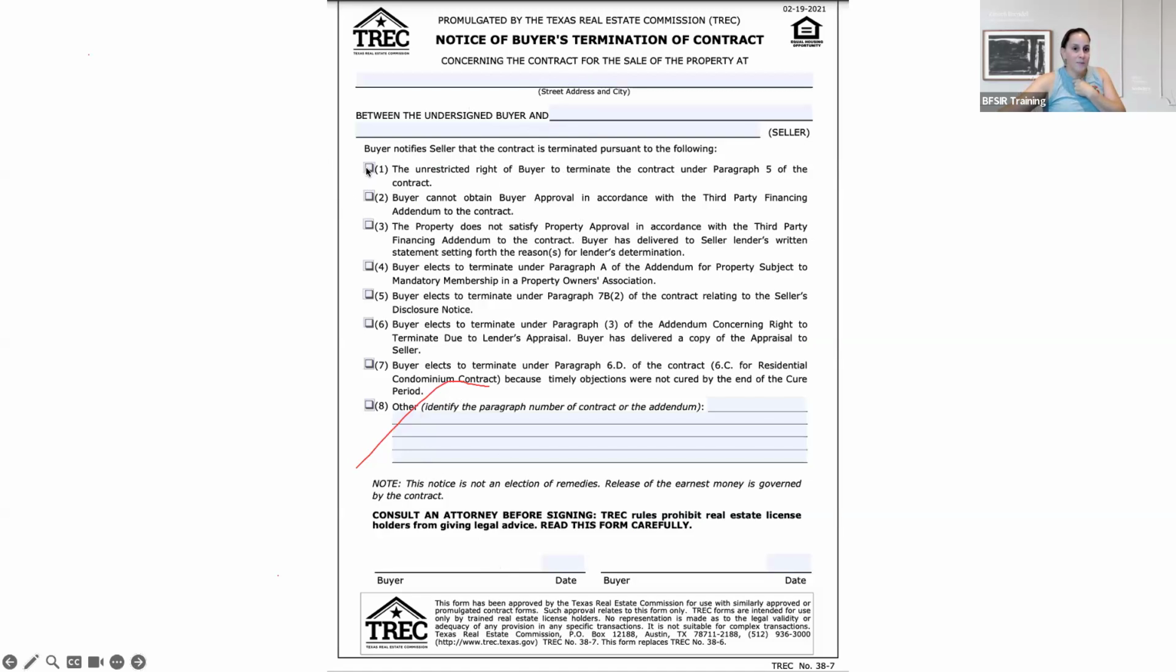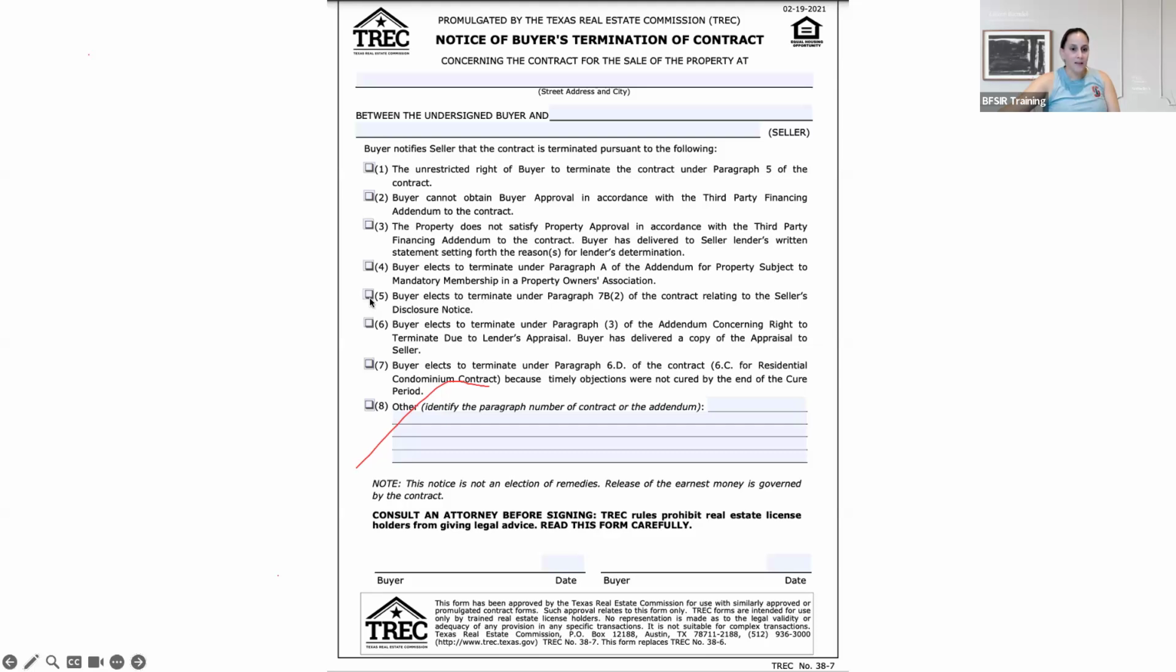Obviously, if it's under the option, you check this box. If they can't get approval, you check this box. If the property does not get approved, you check this box, but you also have to deliver the lender's written statement why, right? So there's a difference between those two. Or, this is the HOA. If the buyer got the HOA documents and they don't like it, they can check this box.